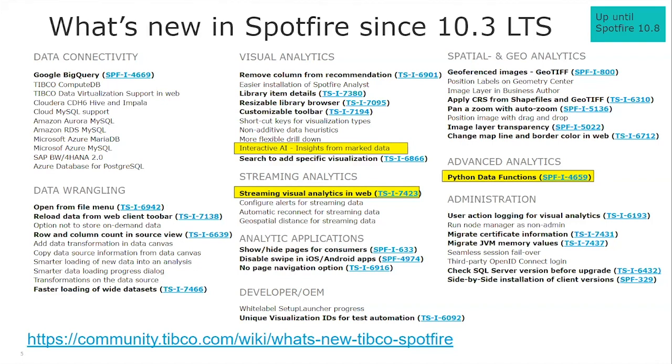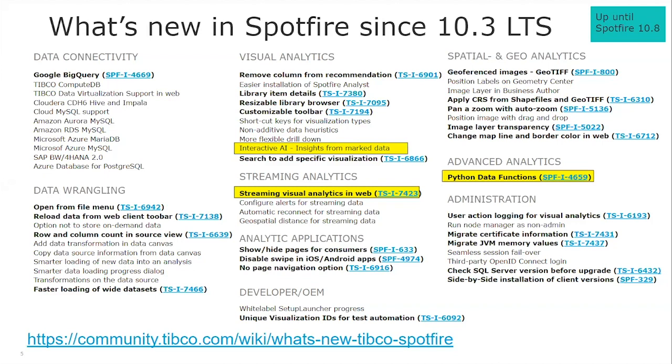In Spotfire 10.6, we introduced interactive AI or insights for marked data, and that's a prime example of advanced analytics and visual analytics in a tight integration that helps analysts find insights faster. Streaming visual analytics in the web clients also was introduced in Spotfire 10.6 and enables distributing real-time visual analytics applications to a large user base. And finally, the Python data functions in Spotfire 10.7 open the Python data science universe for Spotfire applications. But since this presentation is about 10.9, I'll not spend any more time on this now.